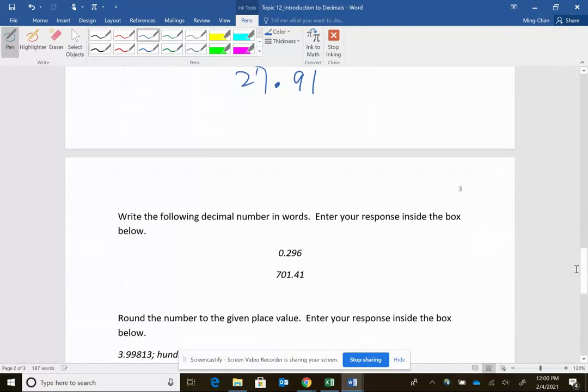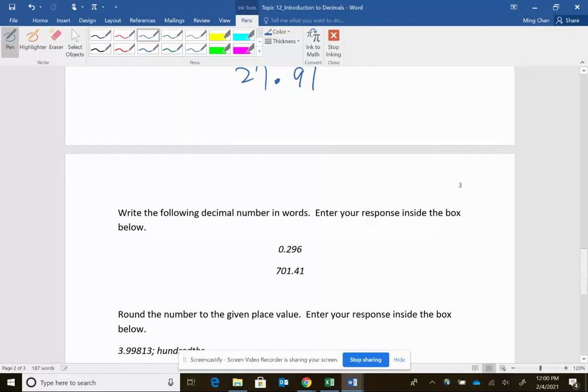All right, another two questions simply ask you to write these in words. So make sure you use the word "and" correctly. So this first one will be 296. What place will the 6 be on? Tenth, hundredth, what? Thousandth. 701 and 41. 1 is sitting on what place value? 41 what? Hundredths. Okay. All right.